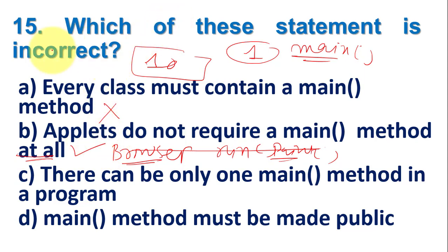But look at the question. We want to find out an incorrect statement. Again, that we already have found out. A is an incorrect statement, and we want to select it. So this answer is right actually, A. B, it's a right statement, so that is not an option we want to select. C, there can be only one main method in a program. Of course, this is true. Many classes, but one class must have a main method, only one main method must be made public. Yeah, this is also true. So A is an incorrect statement and we'll select it.